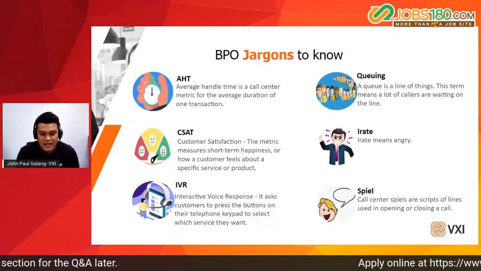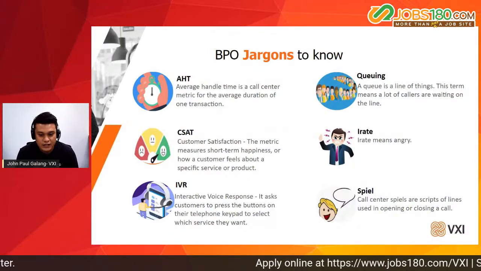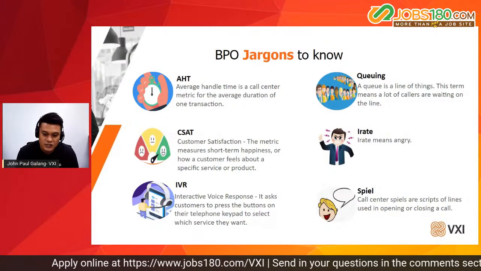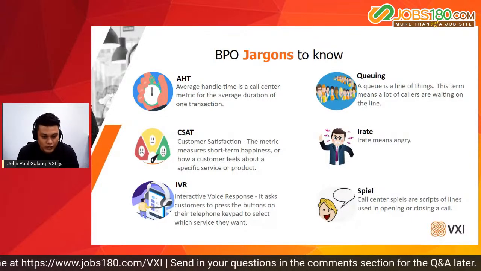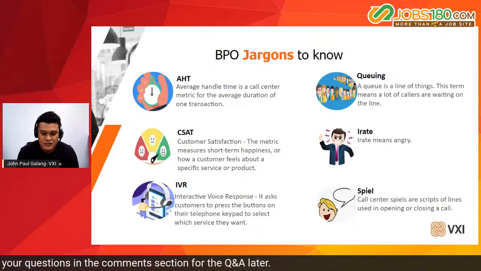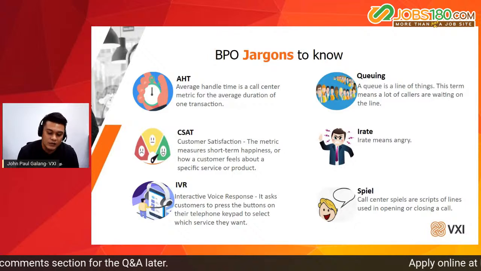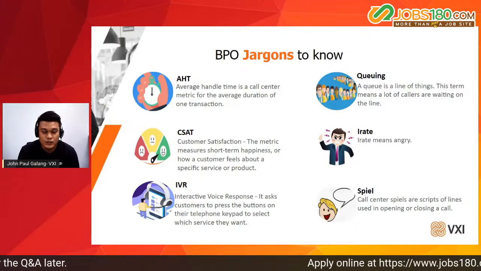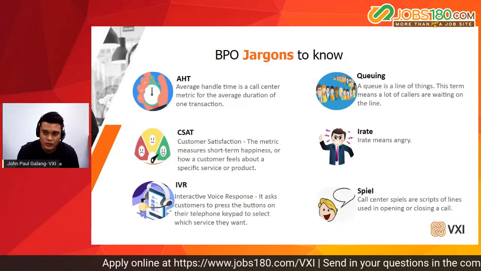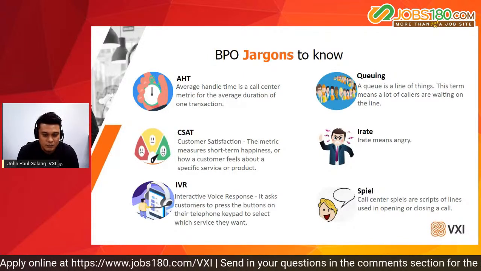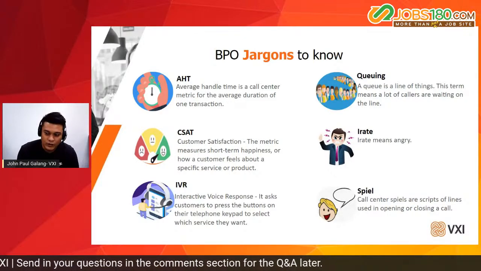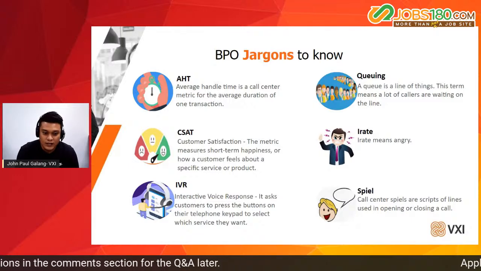Next would be CSAT. That means customer satisfaction, a metric that measures your short term happiness or how a customer feels about a specific service or product. Next is IVR, interactive voice response. It asks customers to press the buttons on their telephone keypad to select which service they want. This is usually what happens also with Globe, with Smart, etc. Some of our local telecommunications companies also utilize this to make the transaction smoother and for the customers to be directed to the right department.